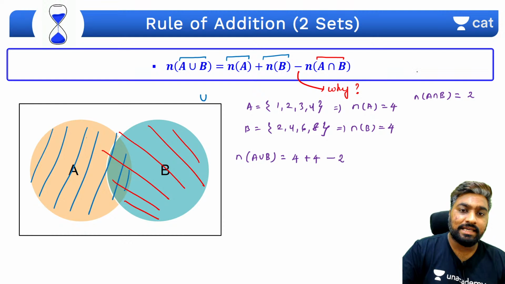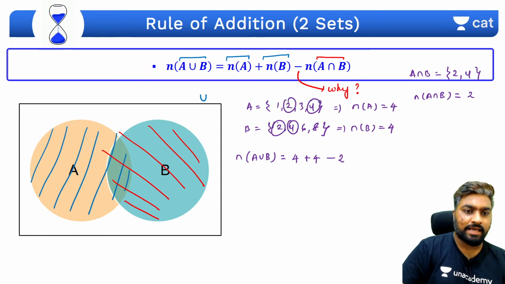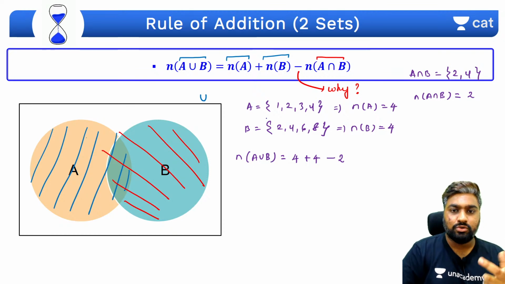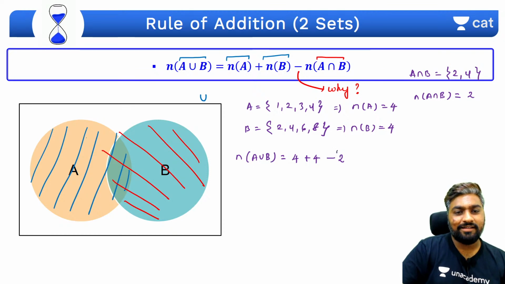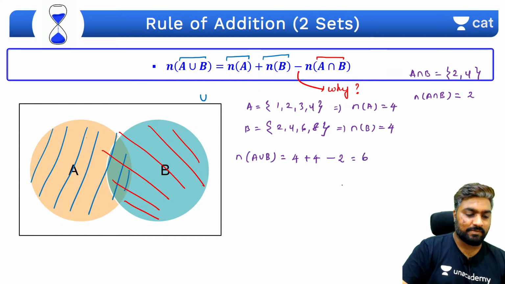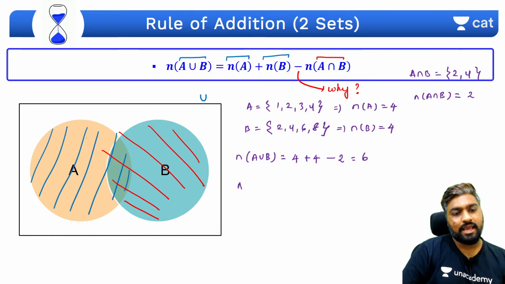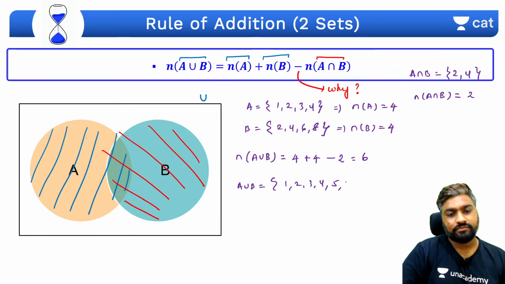Why? Because these terms in A intersection B, which are 2 and 4, are counted here also. And we can't count them twice. This is not us giving data on the number of people who got vaccinated; I can't count one person 2 times. That is why we are eliminating the duplicates. So how many terms in the union? We will have 6 terms. To check, A union B has the terms 1, 2, 3, 4, 6 and 8. Done?